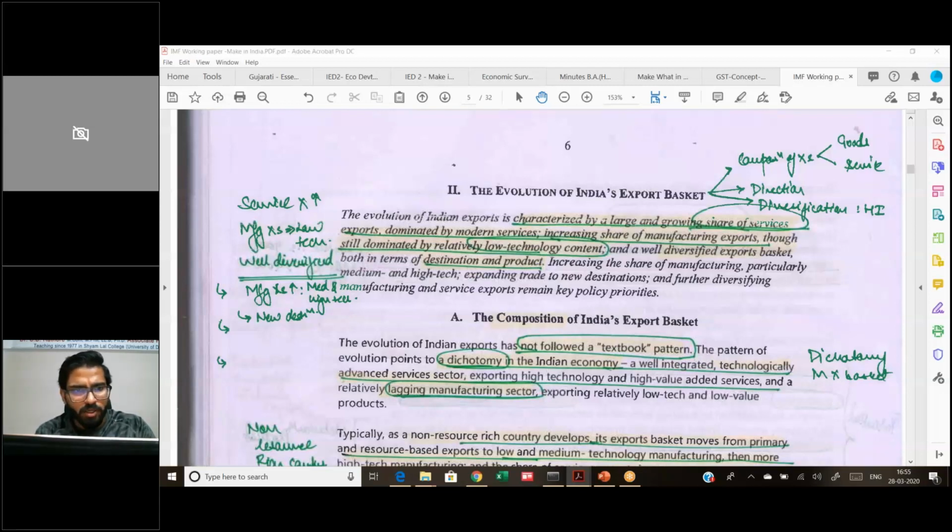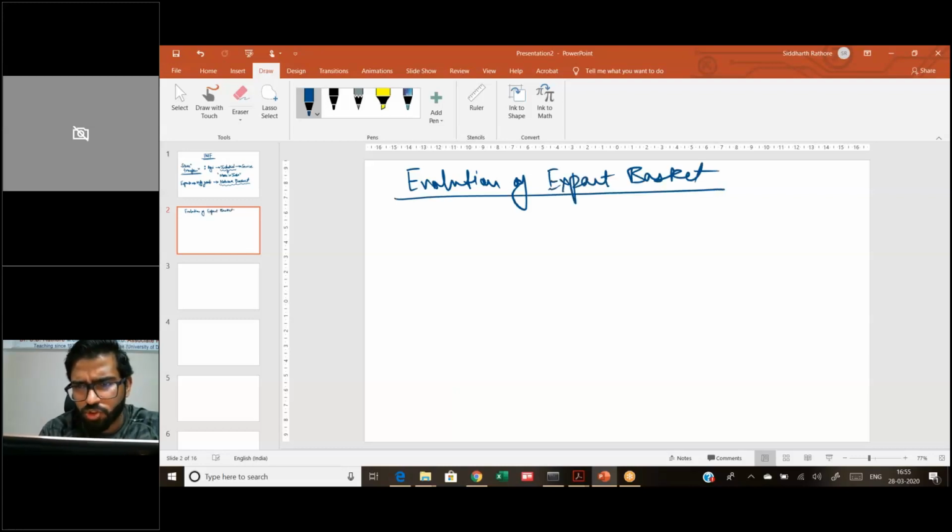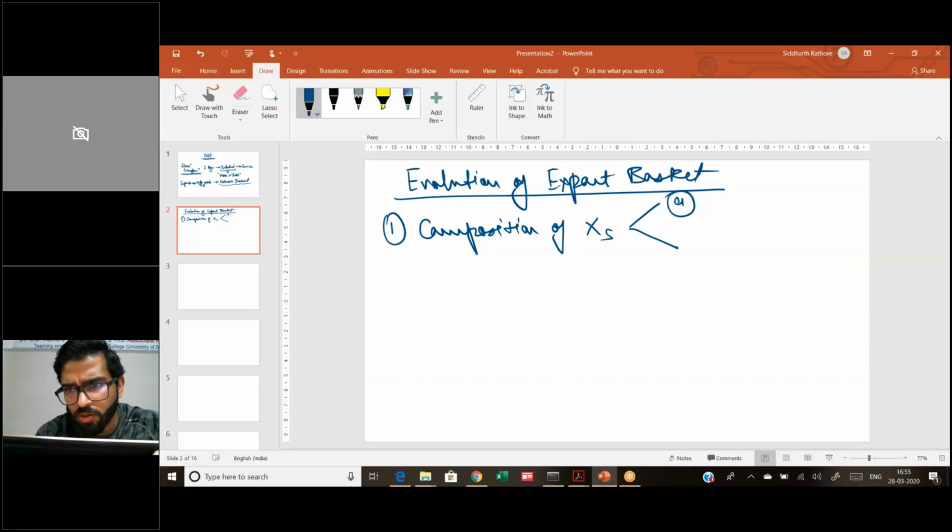And in the evolution of the export basket, it's very easy to lose track of this reading because of the voluminous size of it. That's why I'm simultaneously writing it down, so that you at least know the framework of the entire reading while you're going through it. So we are going to see the composition of exports, both of goods and of services.